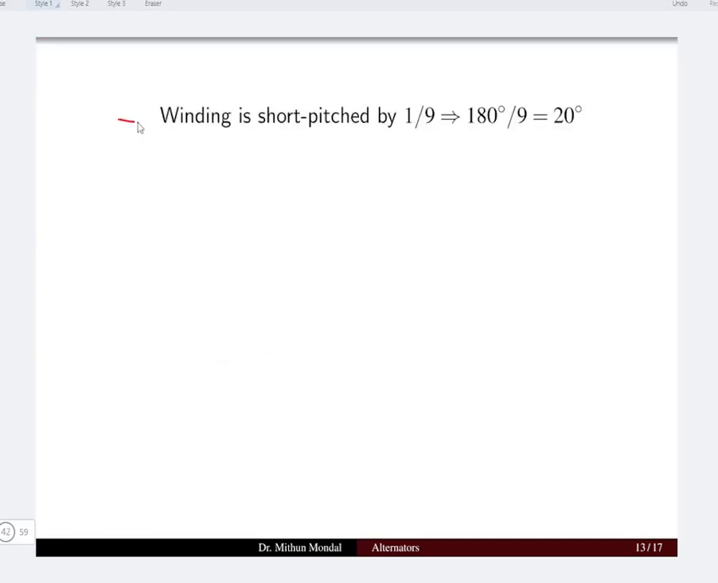So what is the short pitch angle we need to find, which is equal to 20 degrees, because it is short pitched by only one slot.